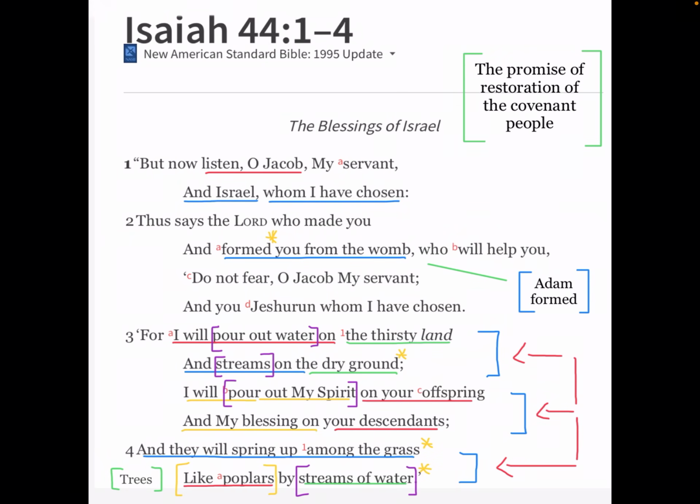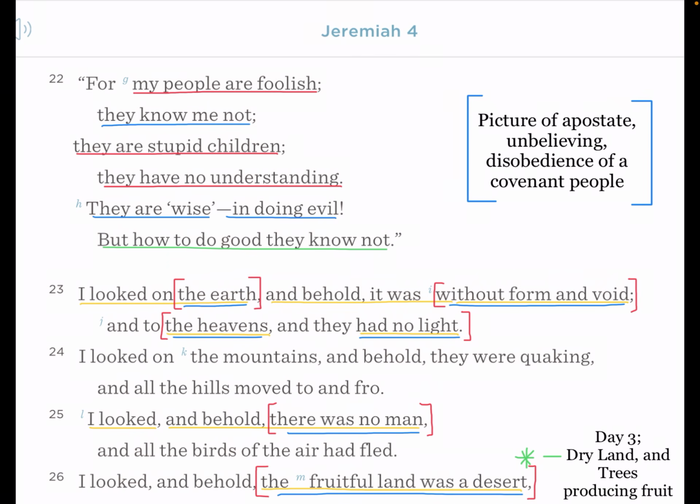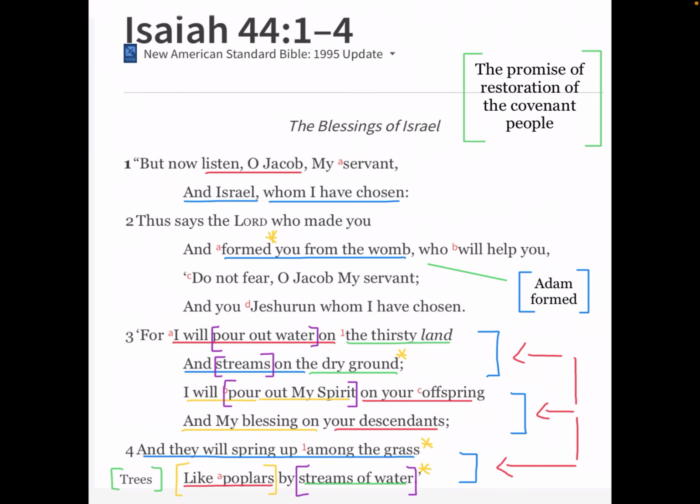When we read Isaiah 44, we get the promise of the restoration of the covenant people. So as we see a picture of the apostate people with this language, we see the promise of restoration to the covenant people when it says in Isaiah 44:1 through 4, "Now listen, O Jacob and Israel, whom I have chosen, and formed you from the womb." Adam was formed out of the dust of the land.